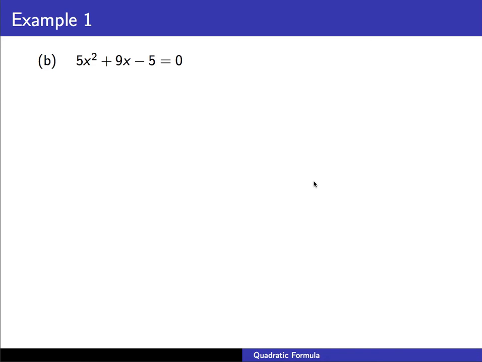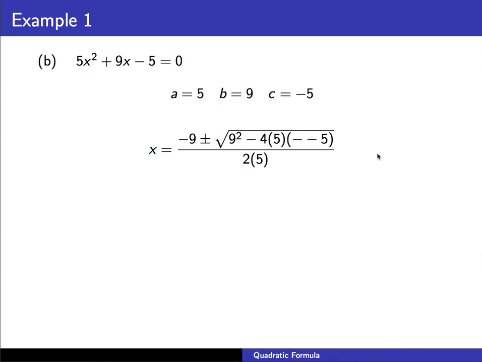All right, part B, we have 5x squared plus 9x minus 5 equals 0. Again, it's equal to 0, which is good. So now we can identify a, b, and c. In this problem, a is 5, b is 9, and c is negative 5. So plugging into our quadratic formula, we get negative 9 plus or minus the square root of 9 squared minus 4 times 5. I don't know why this negative's here. This should be just a negative 5, so ignore this first negative. So 9 squared minus 4 times 5 times negative 5 all over 2 times 5.